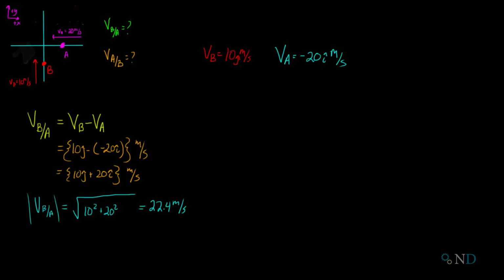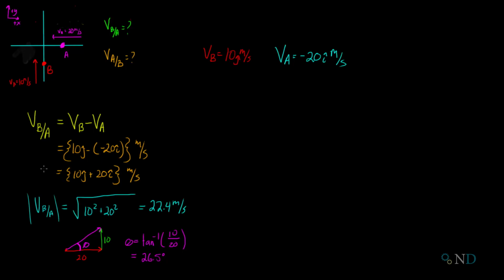And now we just need to figure out the direction. So with the direction, we're going to take our i term and we're going to draw that i term. So this will be 20. Then from the end of this vector, we're going to draw our j term. So this is going to be 10. And what's left is the resultant, and this is the angle that we're looking for. So our theta right here is going to be equal to the inverse tangent of opposite, so 10, over adjacent, which is 20. And this angle is going to be 26.5 degrees. And that's the relative velocity.